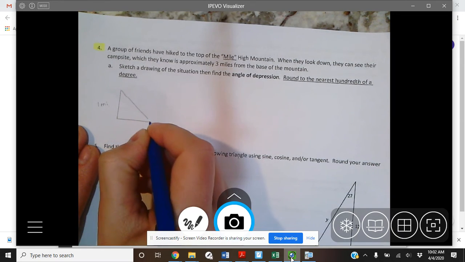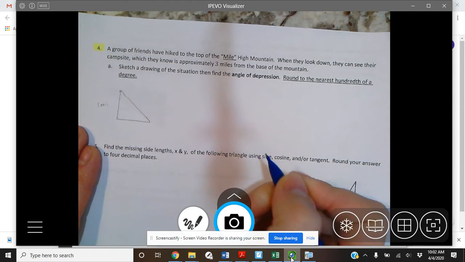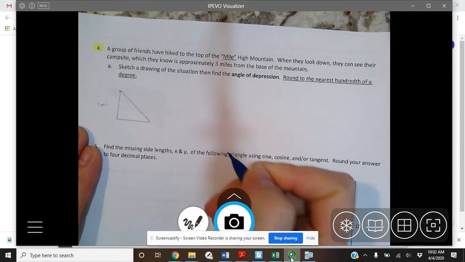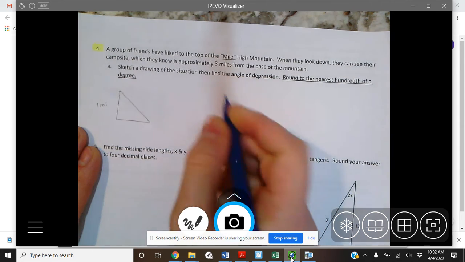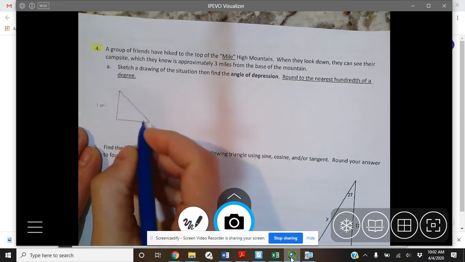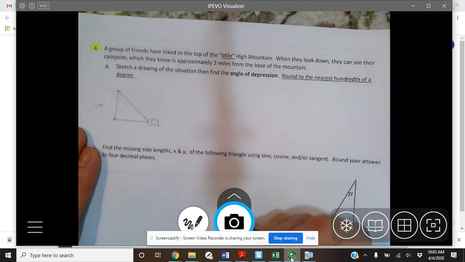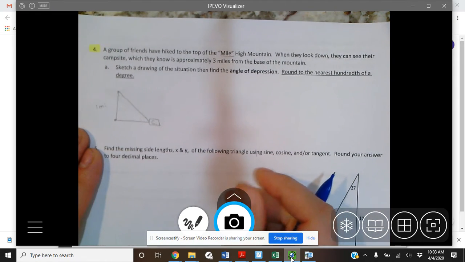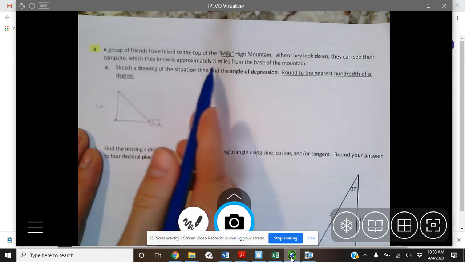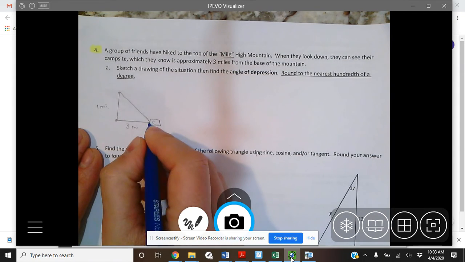So they went all the way up to the top of the mountain. Okay, when they look down, they can see their campsite, which they know is approximately 3 miles from the base of the mountain. So here's the base of the mountain. This is going to be the campsite. We'll call it C. So they know that that's approximately 3 miles from the base to the campsite.